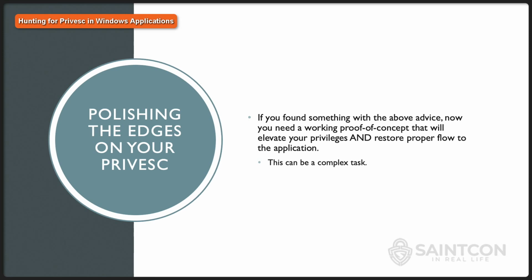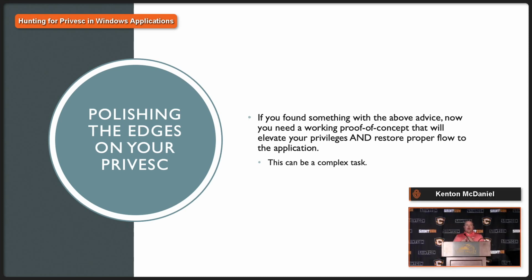So if you found something following this methodology, then you have to build a working proof of concept. Because if you don't have a proof of concept, you don't have a privilege escalation, right? Theory's great, but if you don't have a working proof of concept, you've got nothing. So you need to build your proof of concept that will elevate your privileges and restore proper application flow. So that's the biggest thing, right?